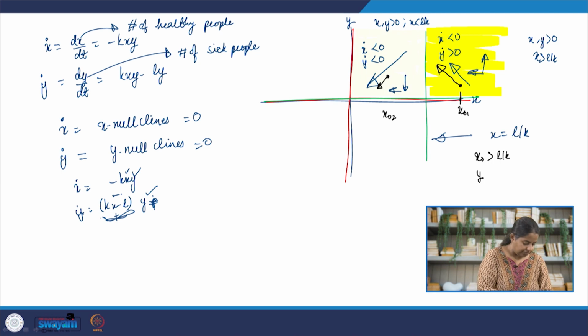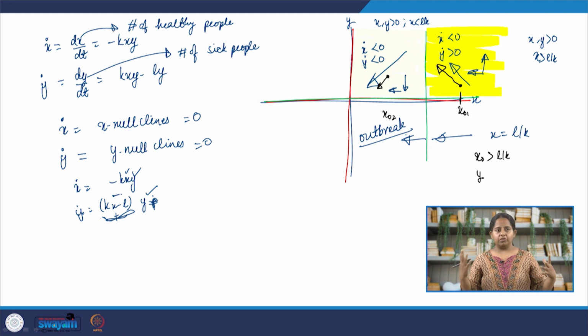So briefly, what we have is, on the left side of x equal to L by k, an outbreak which self-limits. So basically it does not spread, we have some fatalities, some people recover, the disease goes away, which is, for example, what happened in Kerala when the Nipah virus outbreak happened. So it's an outbreak, it is not an epidemic.